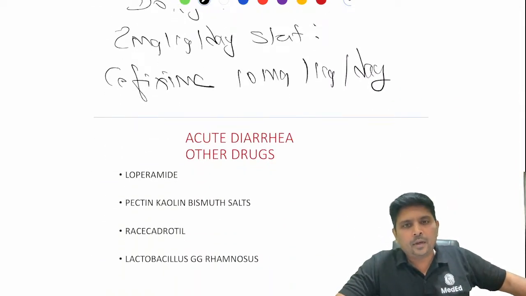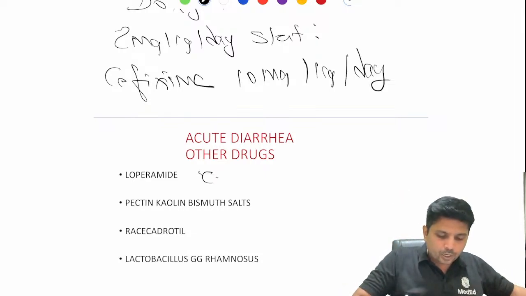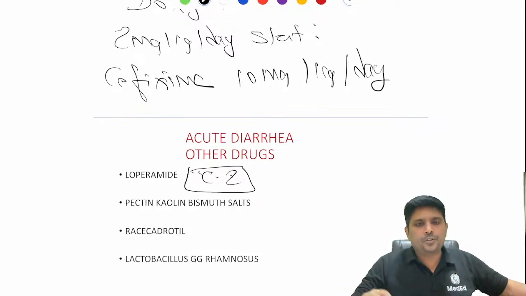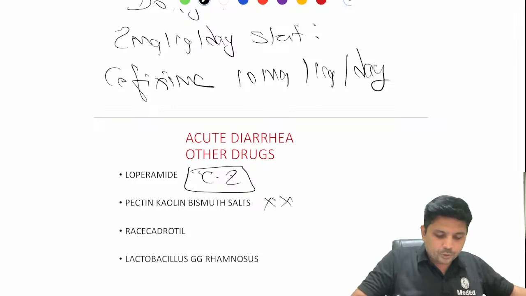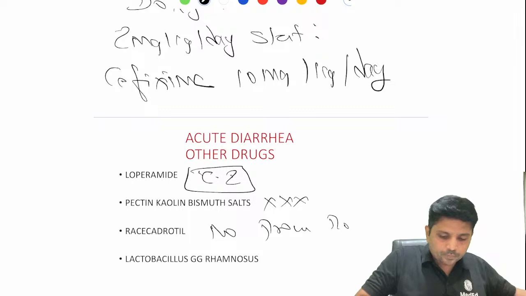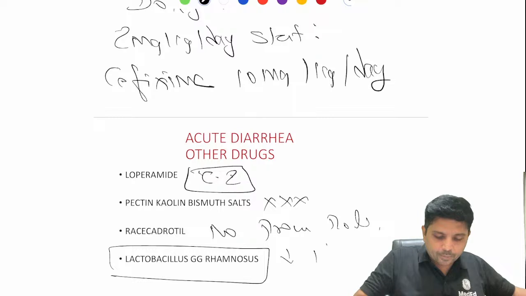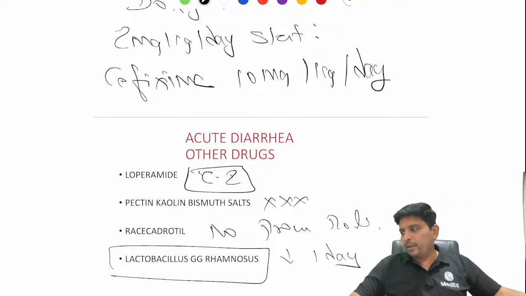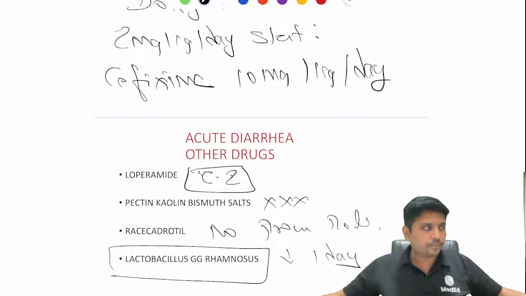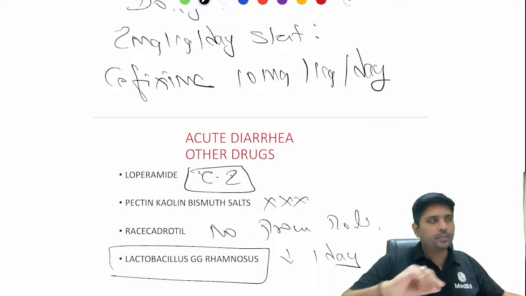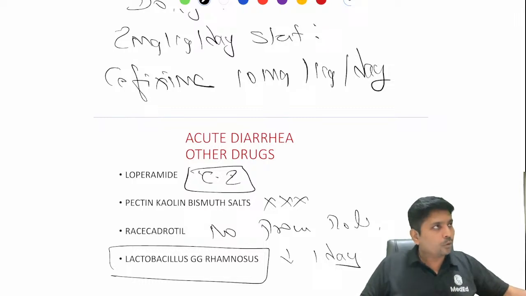Acute diarrhea, other drugs. Please do not use loperamide or anti-motility drugs. It will lead to ileus. Pectin, kaolin, bismuth we don't use. Racecadotril, no proven role. Lactobacillus rhamnosus reduces diarrhea by about 1 day.